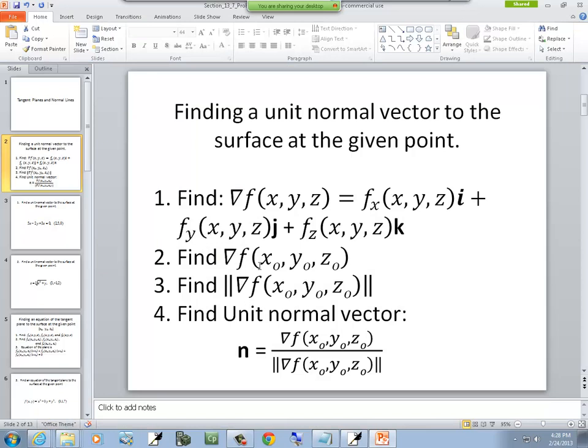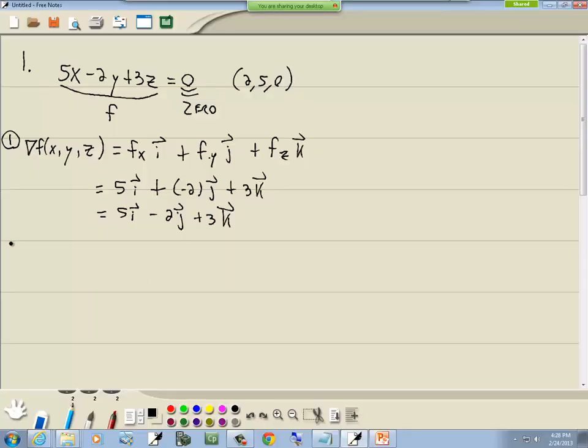And step 2, plug in your given point. Well, del f of 2, 5, 0. Since there is no x, y, and z here, there's nothing to plug in because this would be our x, this would be our y, and this would be our z. So it's just the same. It's 5i minus 2j plus 3k.